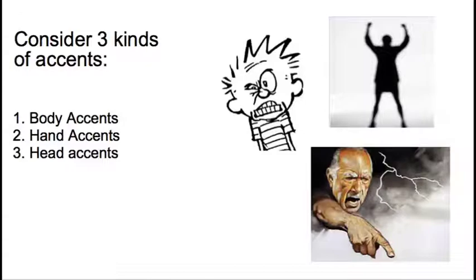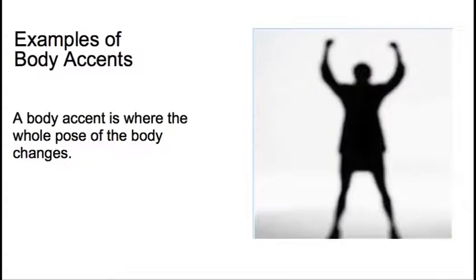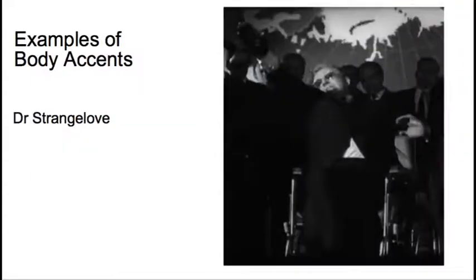So now that we've broken down accents into 2 main kinds, hard and soft, let's consider 3 kinds of accents, or three species of accents, if you like, and those are body accents, where you're making the accent with the whole body, an accent with a hand, and then an accent with the head. And here's a full body accent. Here's where the whole pose of the body would change to create an accent.